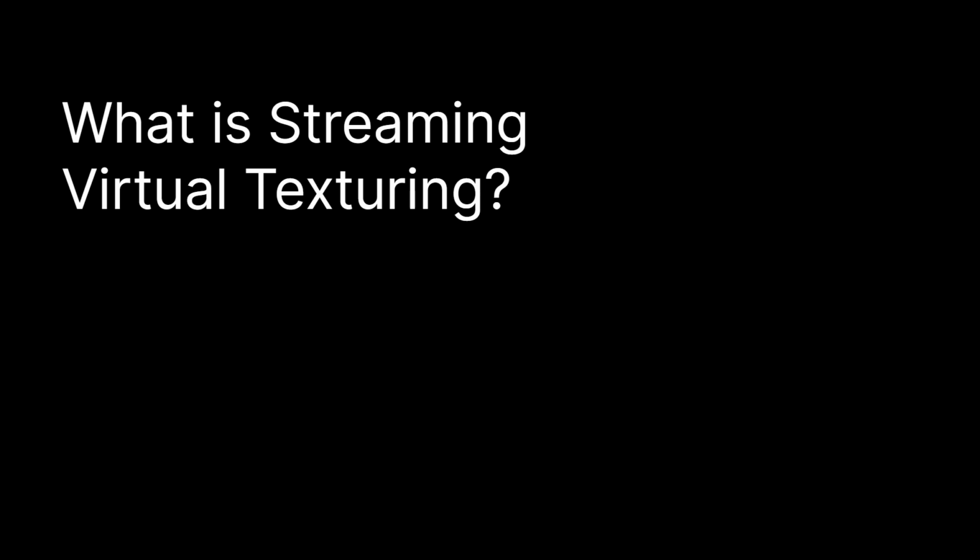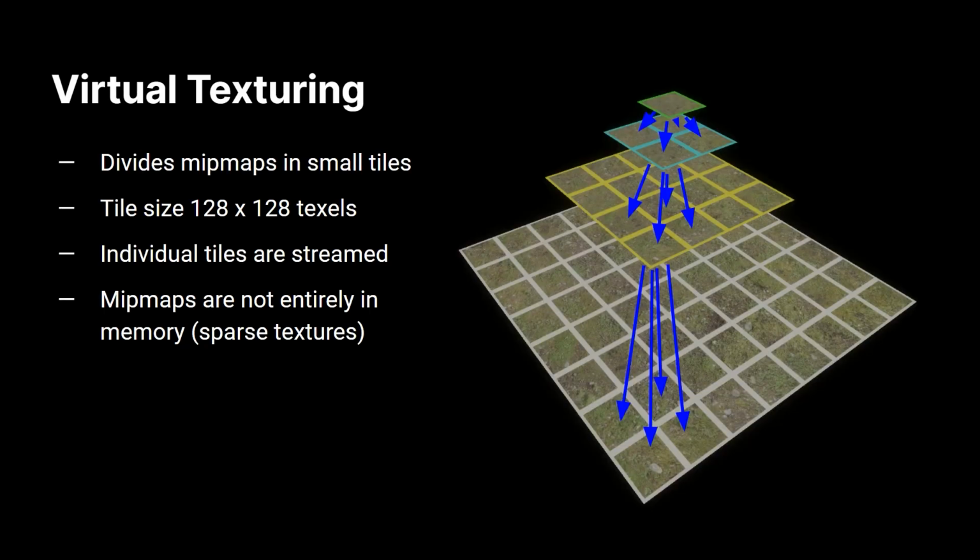So streaming virtual texturing is a texture streaming solution. It's a very specific, quite an advanced approach to texture streaming. In virtual texturing, what we're going to do is take textures and the UV space and divide it into very small tiles. So the entire map of the texture is divided into tiles that are 128 by 128 pixels normally.